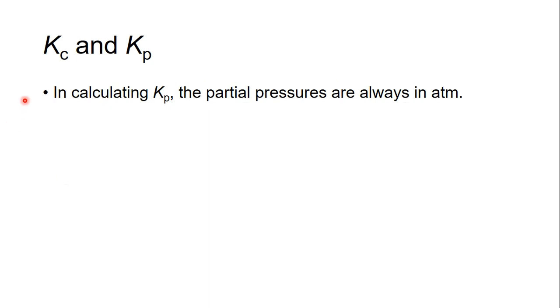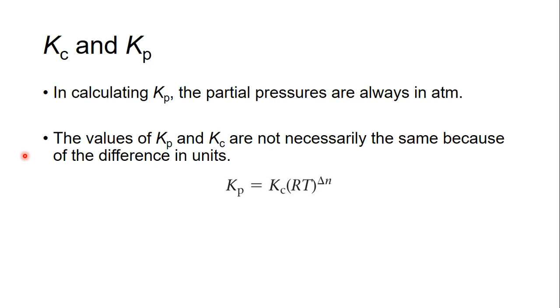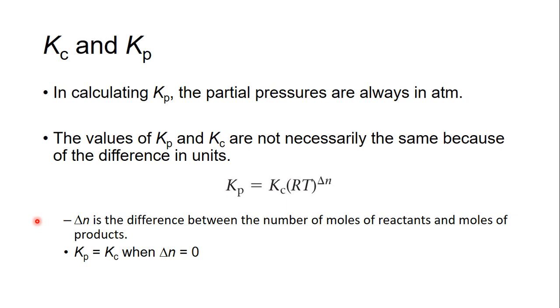Now, some things about Kp. When we're doing Kp, we always use atmospheres as our units. And Kp and Kc won't always be the same value because of this relationship. Kp is equal to your Kc multiplied by RT raised to the power of this delta n. Delta, every time you see delta, means difference, and n is moles. So this delta n is the difference in number of moles between your reactants and your products.